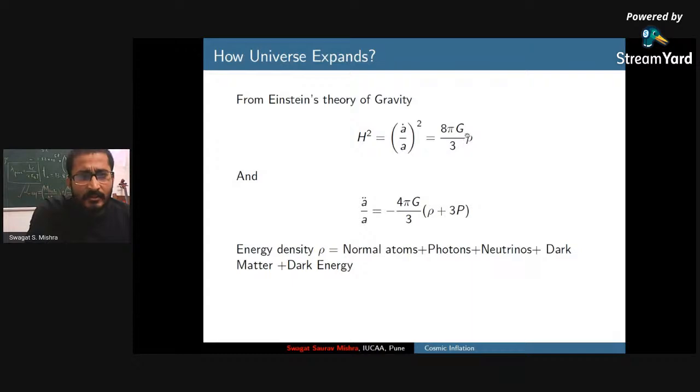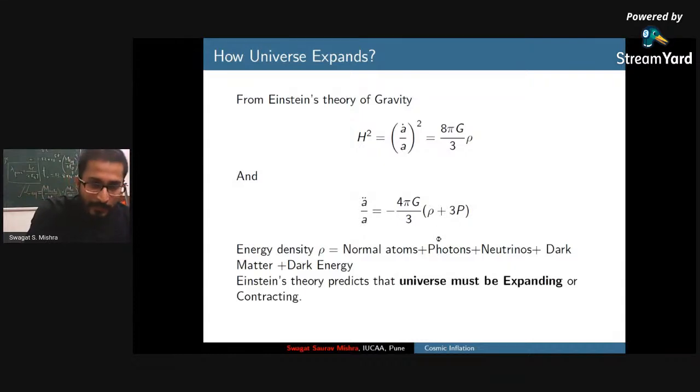When I say density here, what I mean is all sorts of density, whatever we have. We have atoms, we have light, we have neutrinos, dark matter, dark energy, and who knows what else is there in the universe. But these are definitely there. And so you have to put everything here, and that will make the universe expand. Okay. So the theory predicts that the universe must be expanding or contracting.